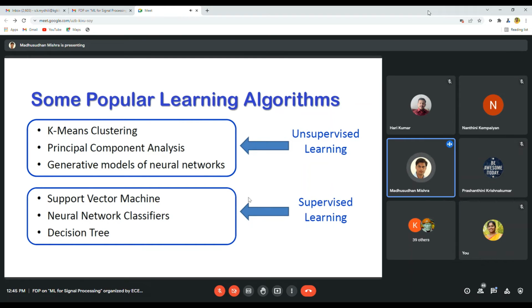So support vector machine (SVM), which is very famous, neural network classifiers, and decision tree all come under supervised learning. And then we have reinforcement learning also, where we give some reward. Those things we will be discussing later.